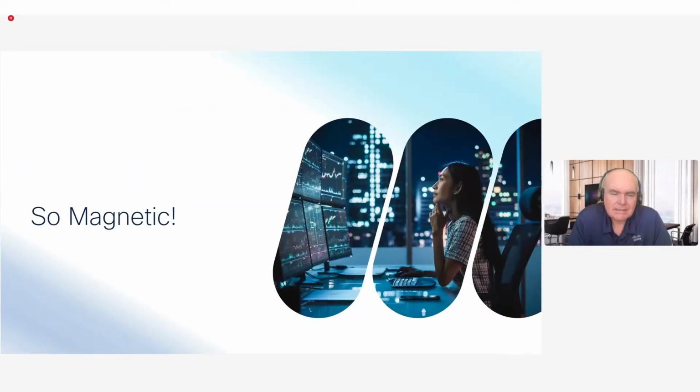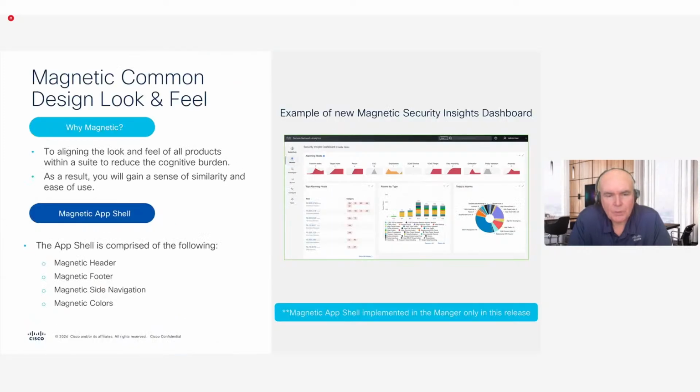Now, like I said, Magnetic is just the framework that they use in the web user interface. And we said, why are we going to Magnetic? Why are we changing the way it looks? Well, the reason is we're aligning to the look and feel. All our products within our security business group have the same navigation, the same look and feel, and even if the contents or the data displayed is different, we want you to be able to navigate the same way.